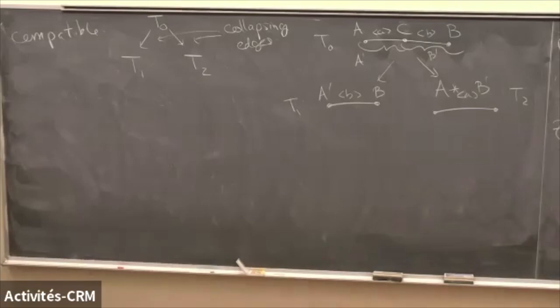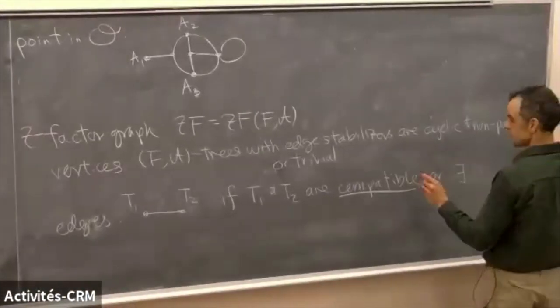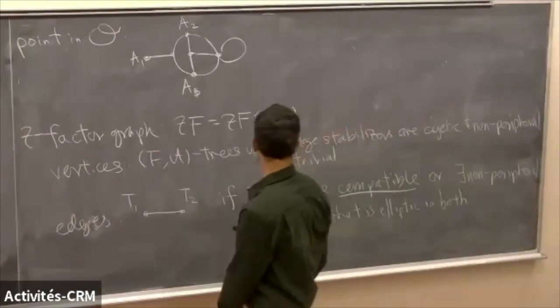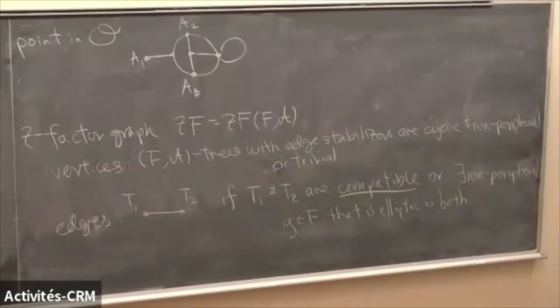And then we also add an edge if there's an element that's elliptic in both, or there exists a non-peripheral element. So if I just add these edges corresponding to the trees being compatible, we get this graph, which is called the Z splitting graph. And so we're just doing an electrification there, just adding a whole bunch more edges corresponding to when two of them have a common non-peripheral elliptic element.